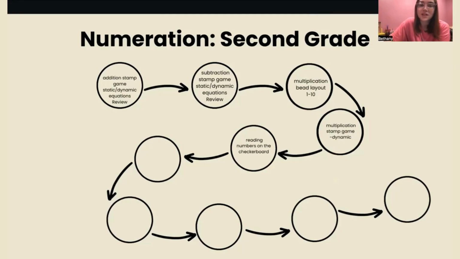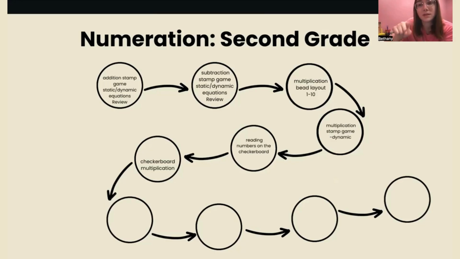So then reading numbers on the checkerboard, and why I do this is so that from the multiplication stamp game, they work on that for a while. And when they're ready for the next level, it's reading numbers on the checkerboard, because then they can read up into the millions. And that is a fun one. Reading up into the millions. And then they read numbers on it for fun. And then they do the checkerboard multiplication. I like to do this one first because the large bead frame is confusing for students. It very much is. The checkerboard is much better.